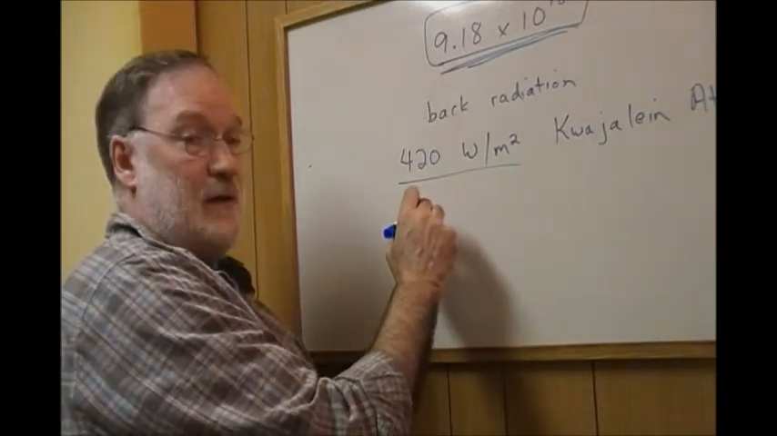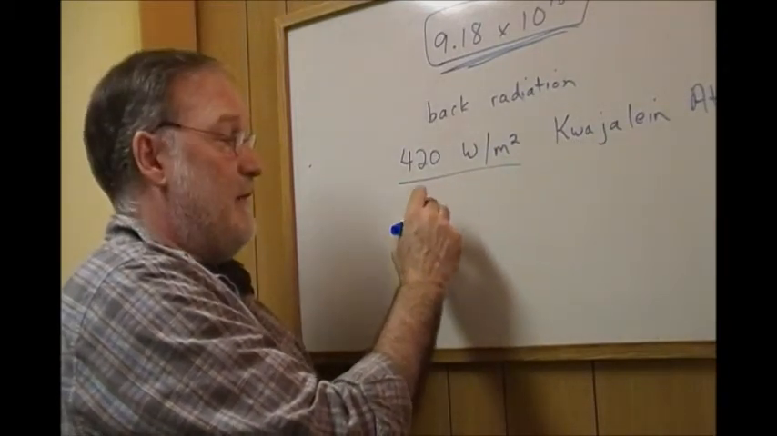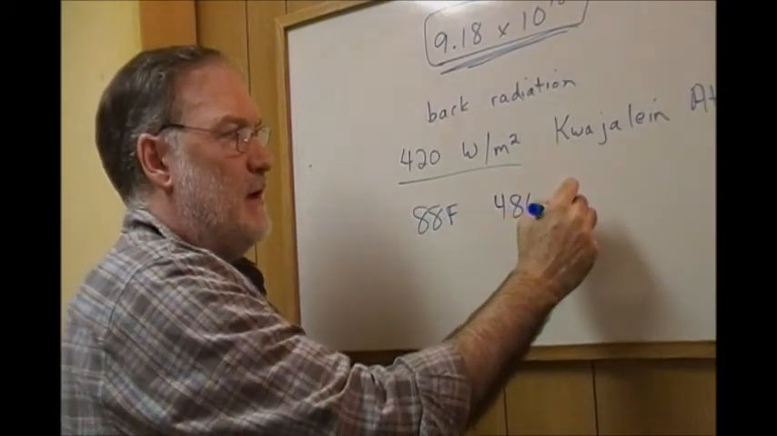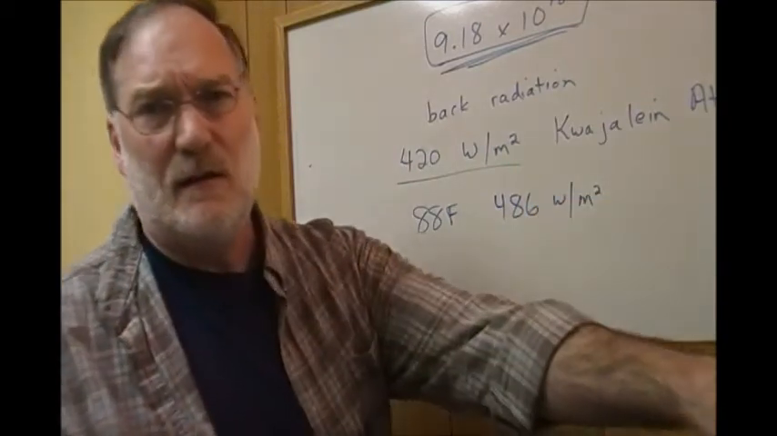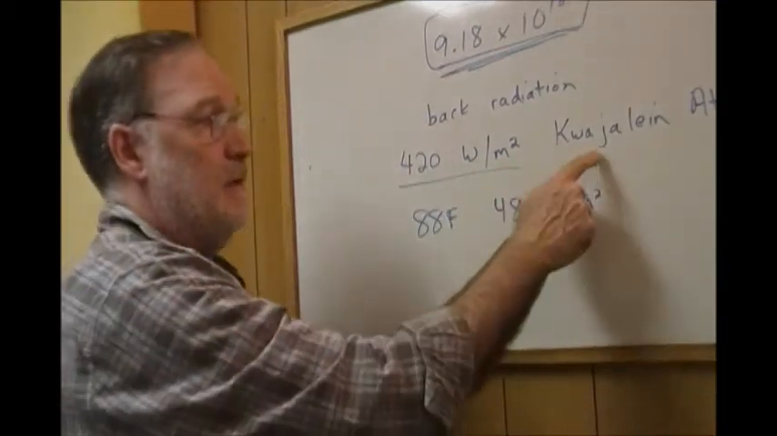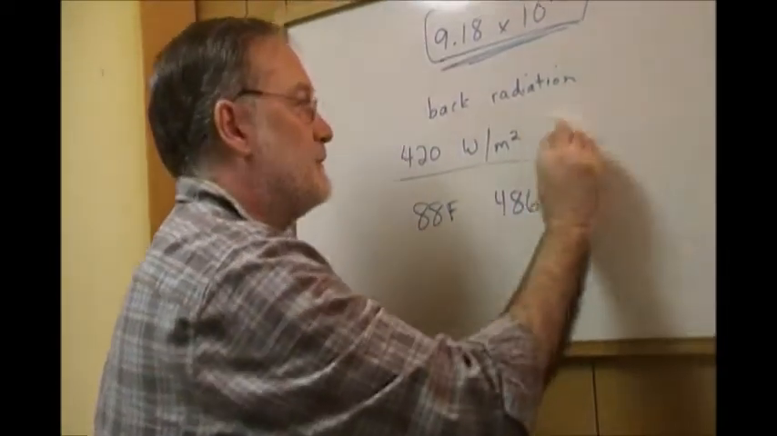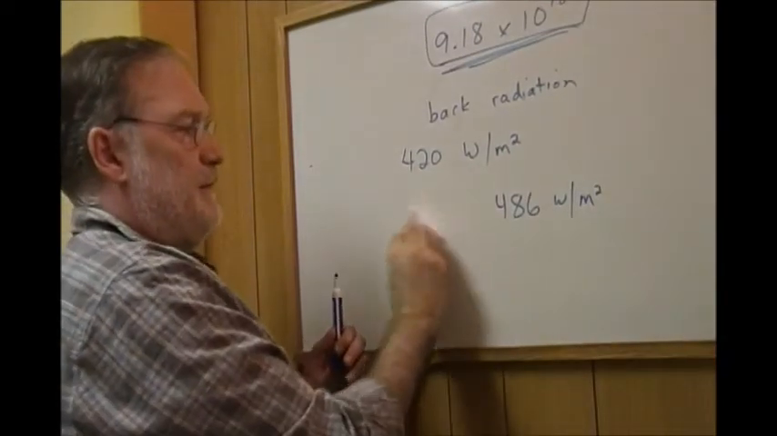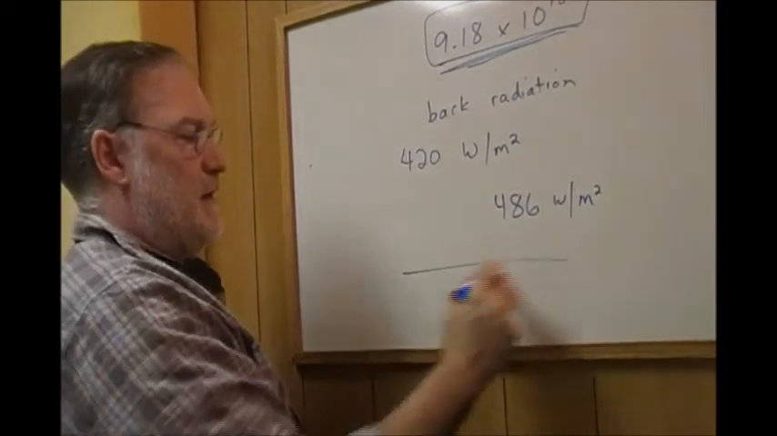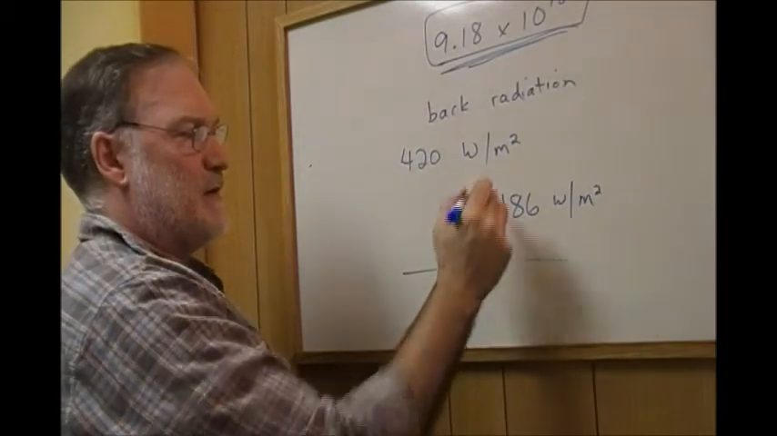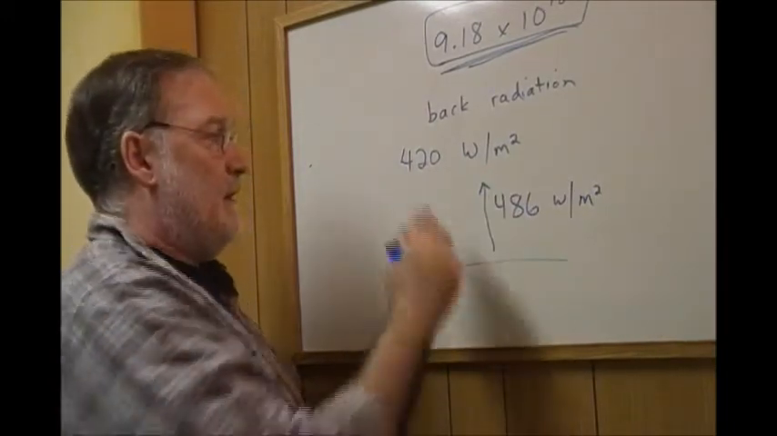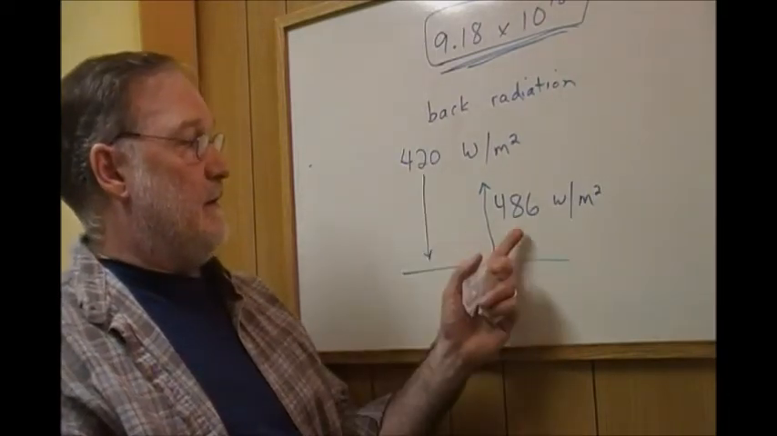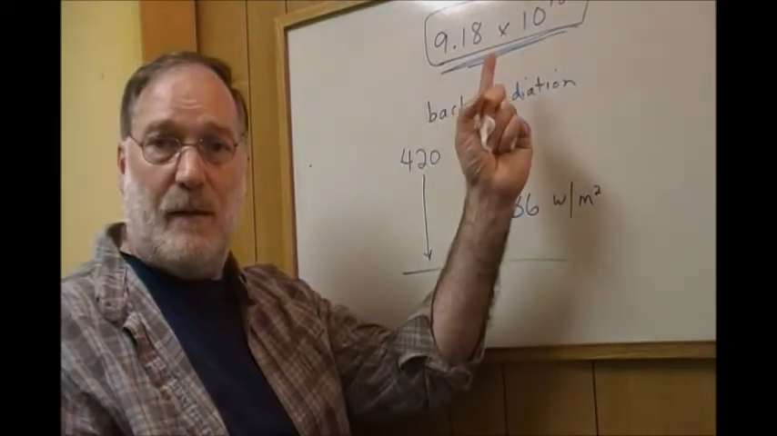The highest average ground temperature there is 88 Fahrenheit, which gives you 486 watts per square meter coming from the ground. Okay, so the highest amount of back radiation was at this location near the equator. It was 420 watts per square meter. So if this is the Earth, 486 watts per square meter is coming up from the Earth, 420 is coming back down. So you can see that's a net of 66 going up.